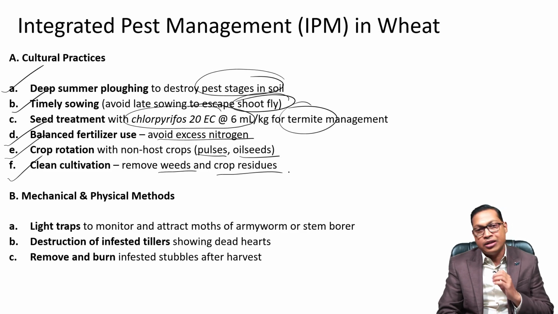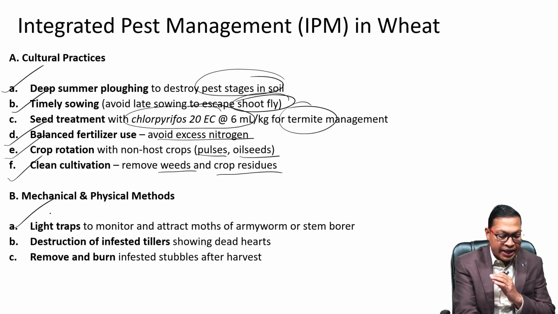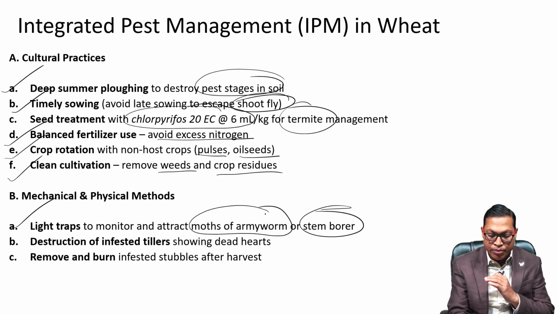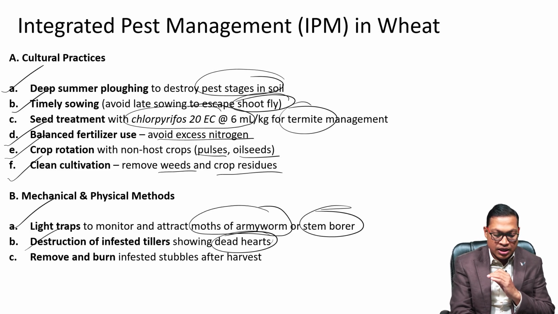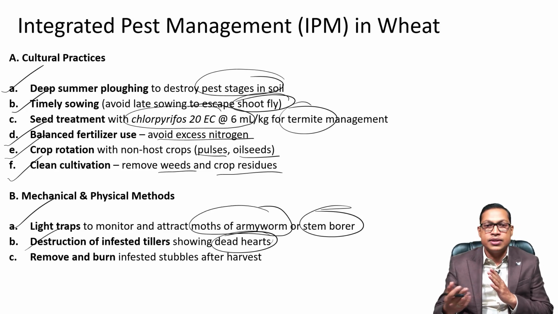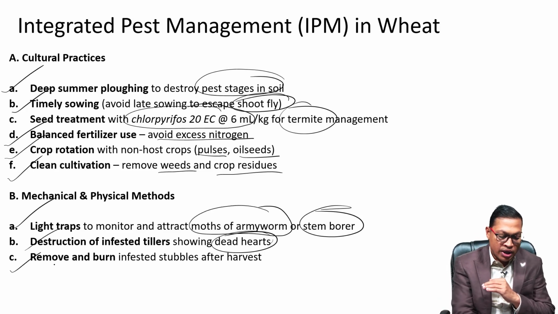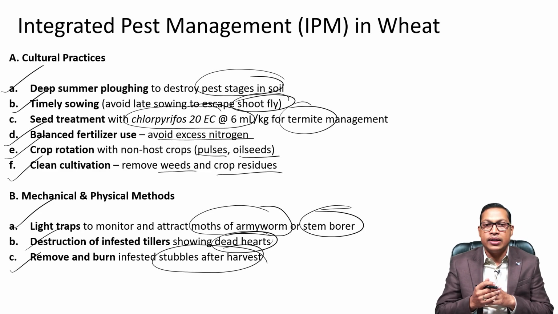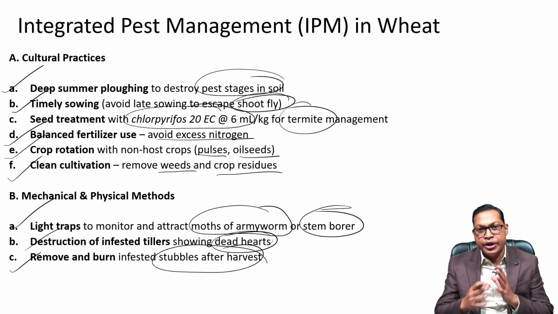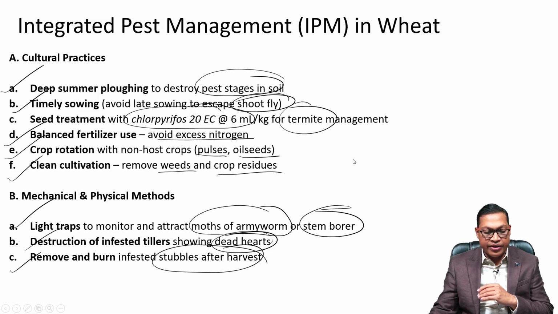Then mechanical and physical methods: here we will use light traps so that we can attract the moths of armyworm and stem borer. Destruction of the infested tillers and sowing the dead hearts, because they will spread the disease into the next coming season. Then remove and burn the infested stubbles after harvesting, so that the inoculum can be reduced and it cannot be carried over into the next seasons.